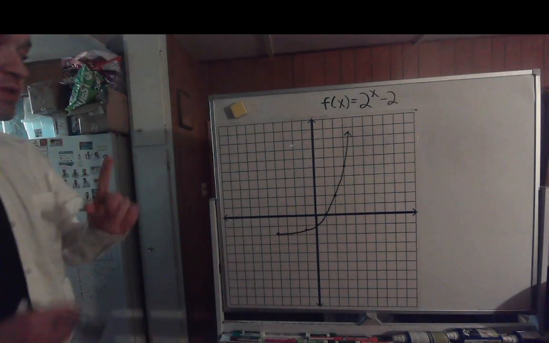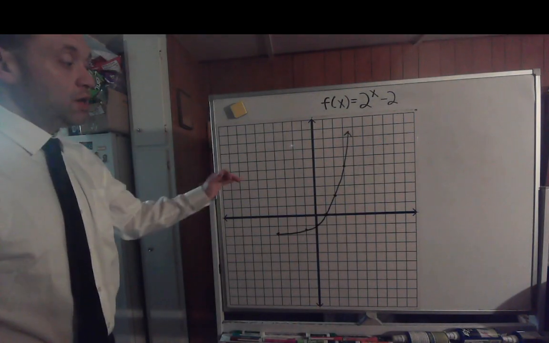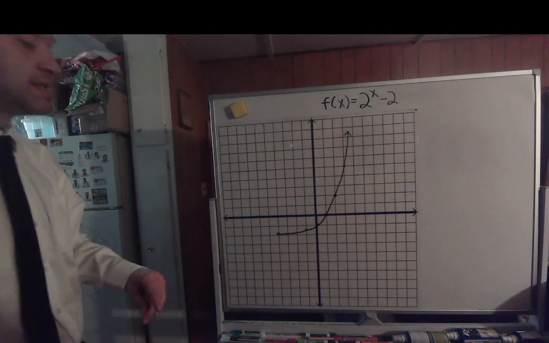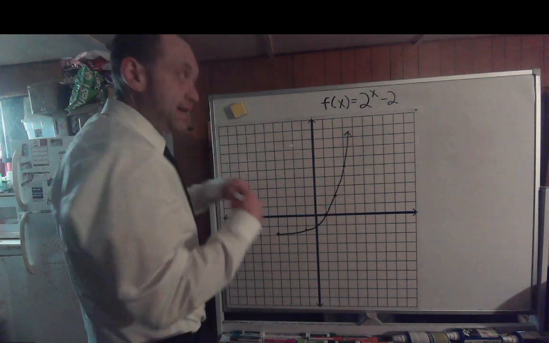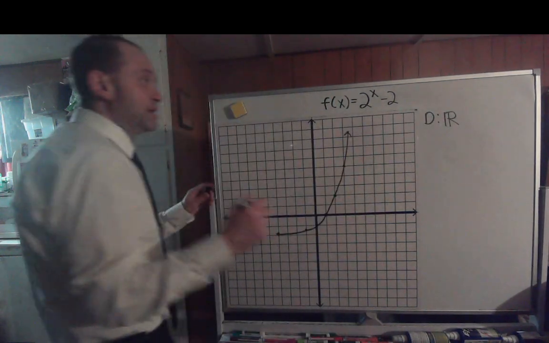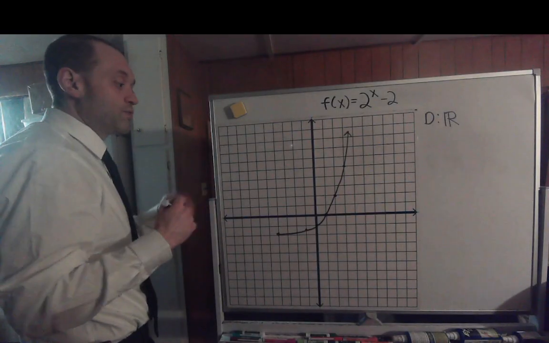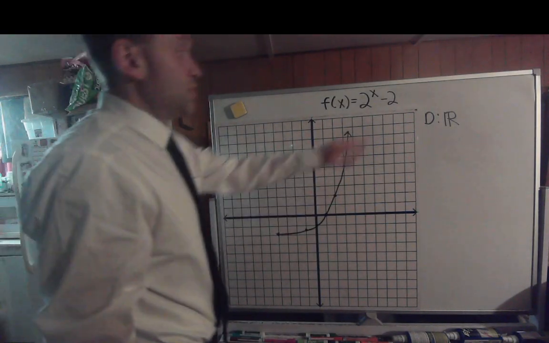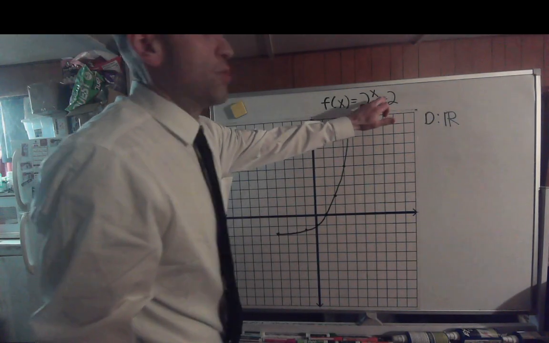So what do we notice? We notice now that our domain has stayed the same. So again, for all exponential functions, your domain will always be all real numbers. But what about your range? So that vertical shift impacts your range.